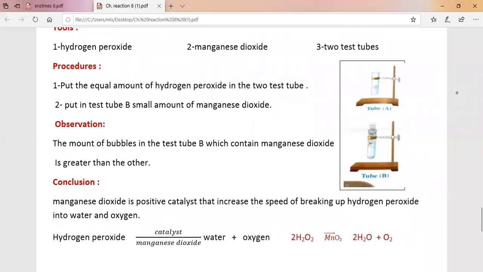Conclusion: manganese dioxide is a positive catalyst that increases the speed of breaking up hydrogen peroxide into water and oxygen. This is represented by hydrogen peroxide and, in the presence of the catalyst manganese dioxide, produces water and oxygen.